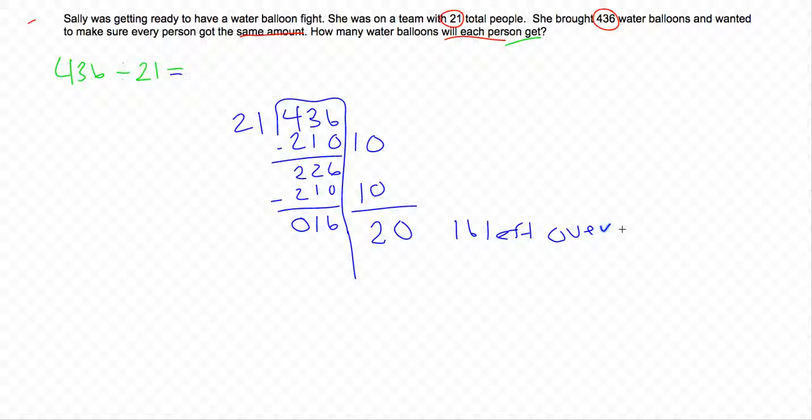So with those 16 left over, what I can do is I can either give them to 16 people or I could keep them all to myself. But remember, it says that they want to make sure that every kid has the same amount. How many balloons will each kid get? In order to get the same amount, each kid is going to get 20 balloons with 16 left. So make sure that your remainder means something.